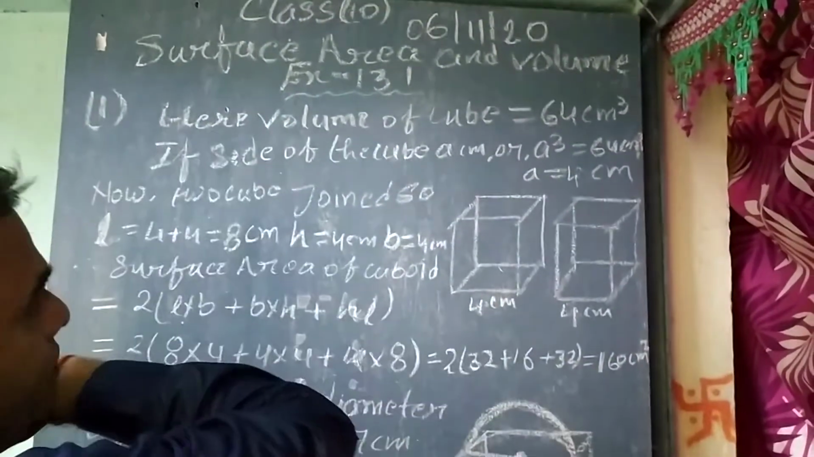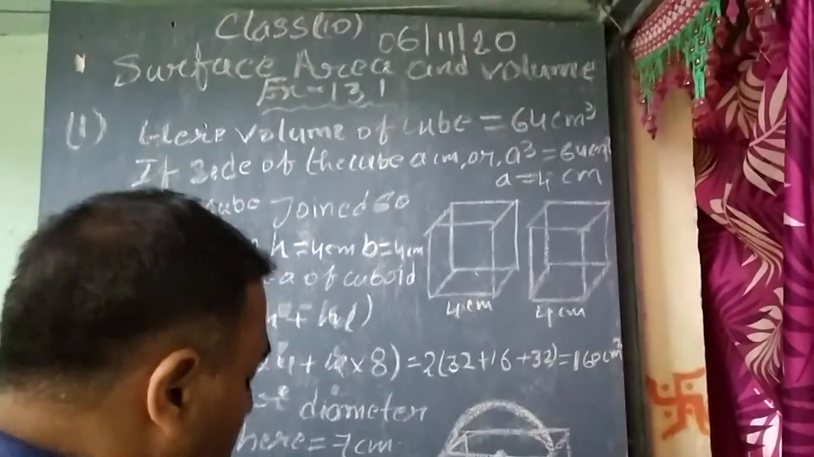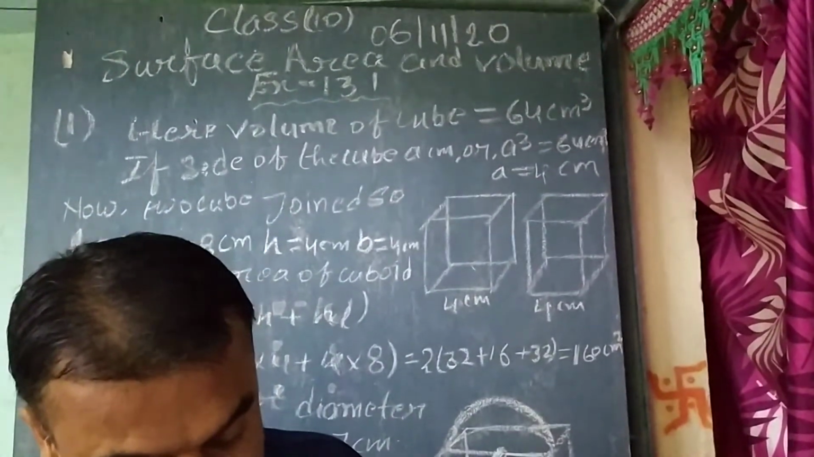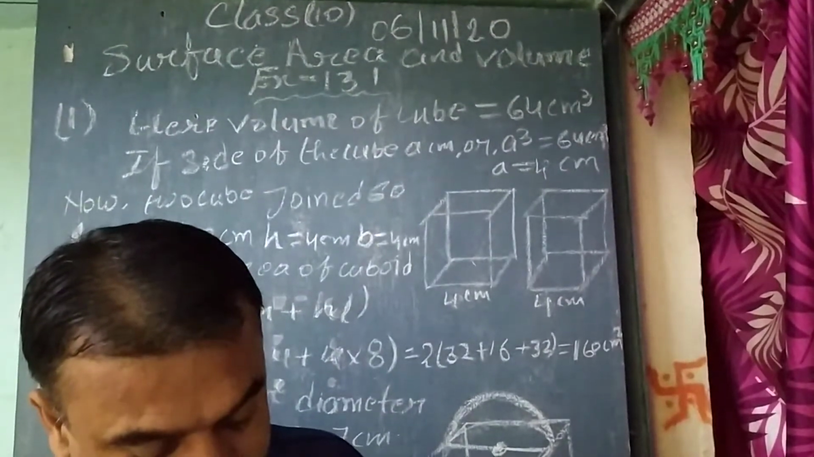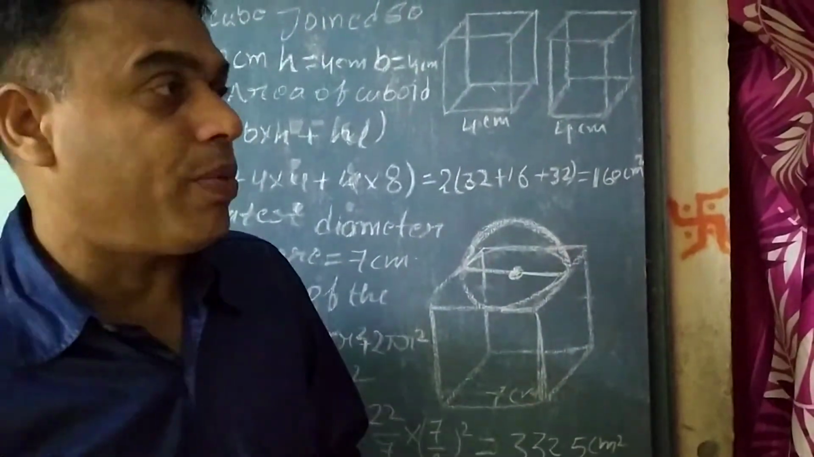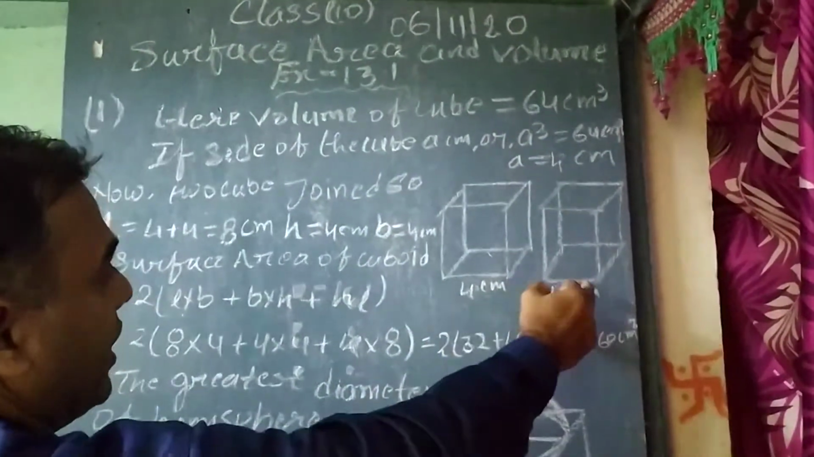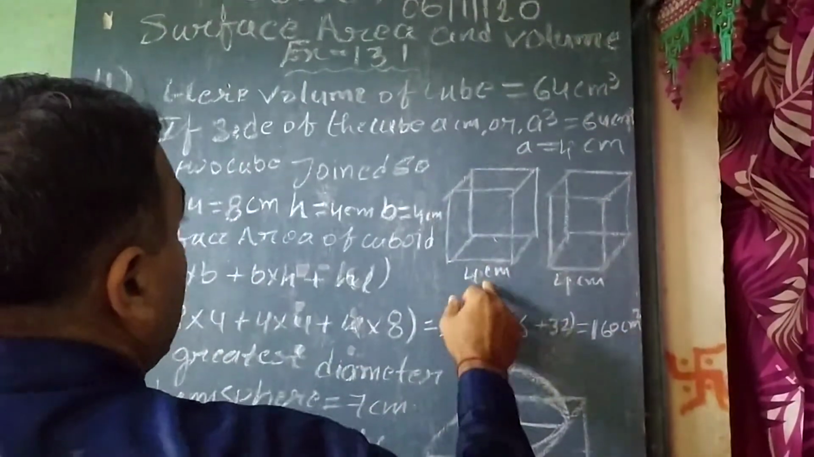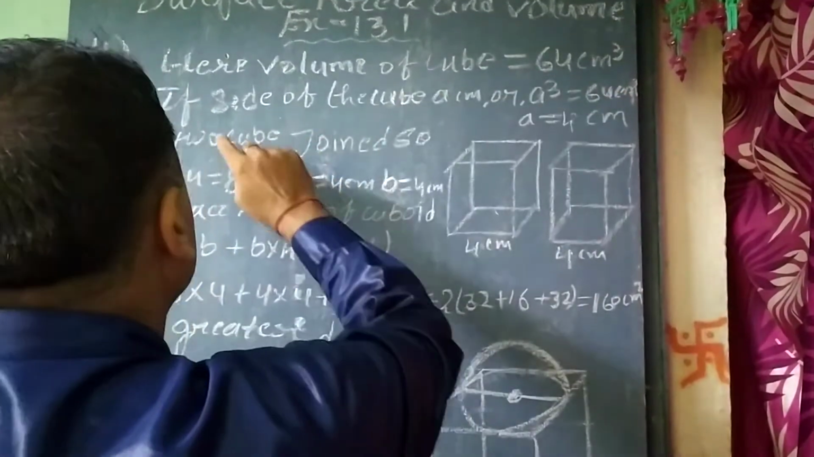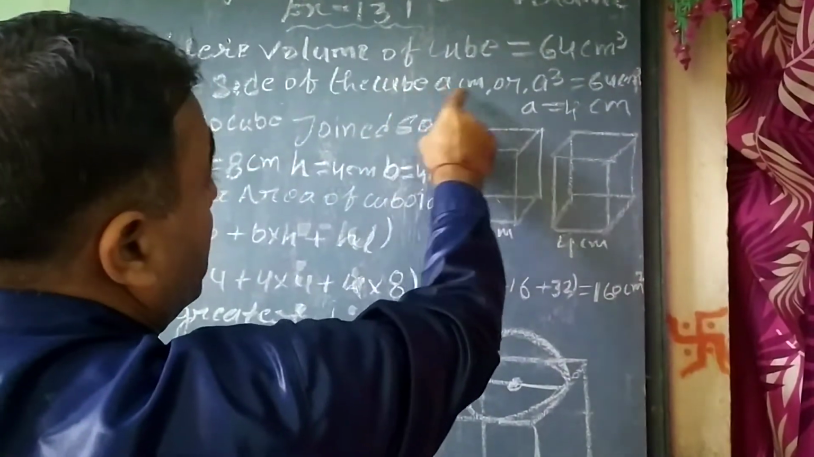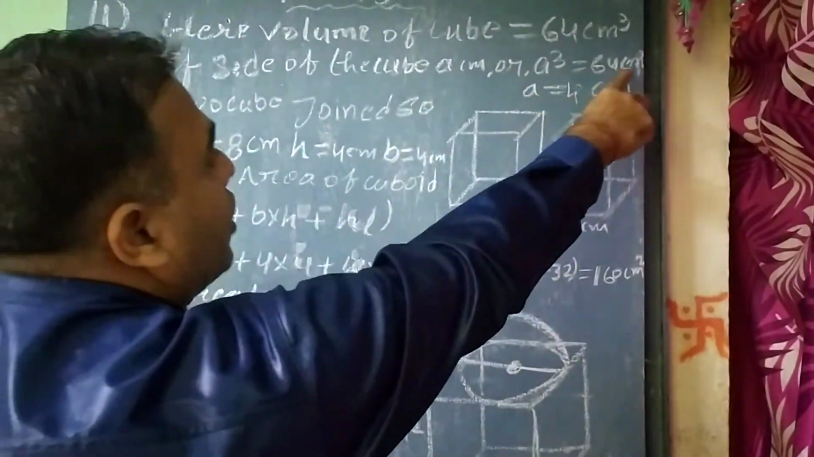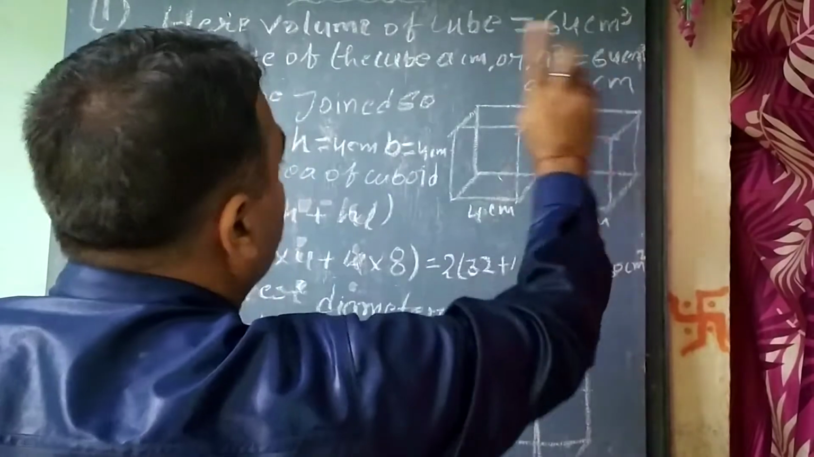Here, question number 1 is given in the book. We have two cubes of volume 64 centimeter cube joined end to end. Find the surface area of the resulting cuboid. We have to find the side of the cube, as the volume is given. So the volume of the cube is 64 centimeter cube. If the side of the cube be a centimeter, then a cube equals 64 centimeter cube, or a equals 4 centimeter.